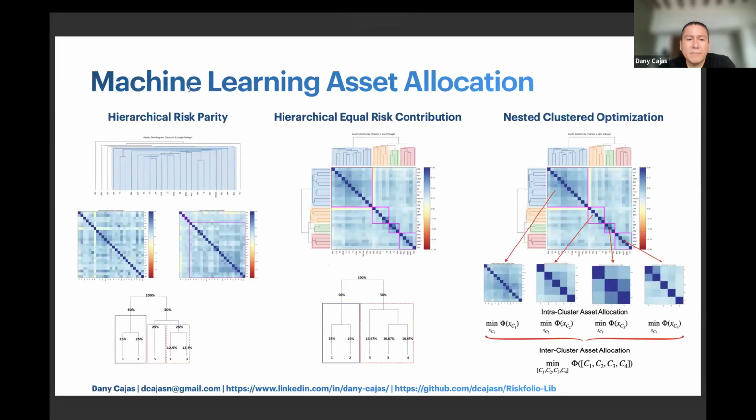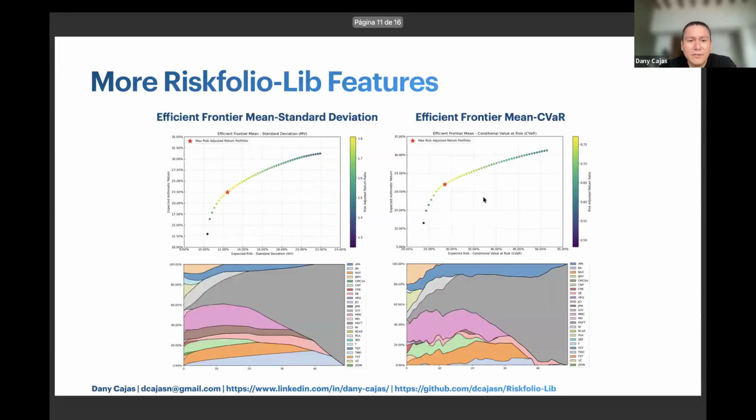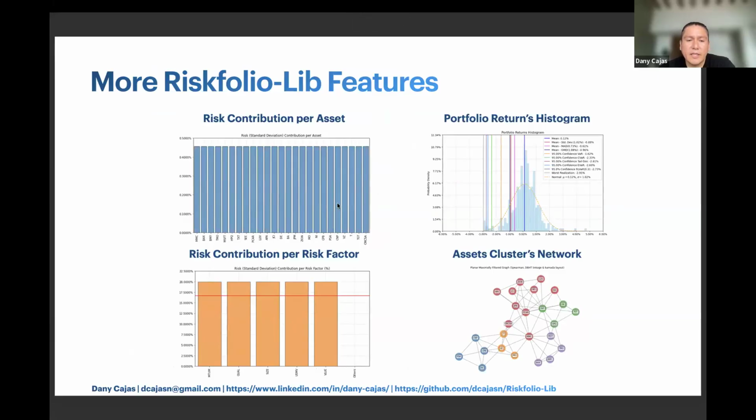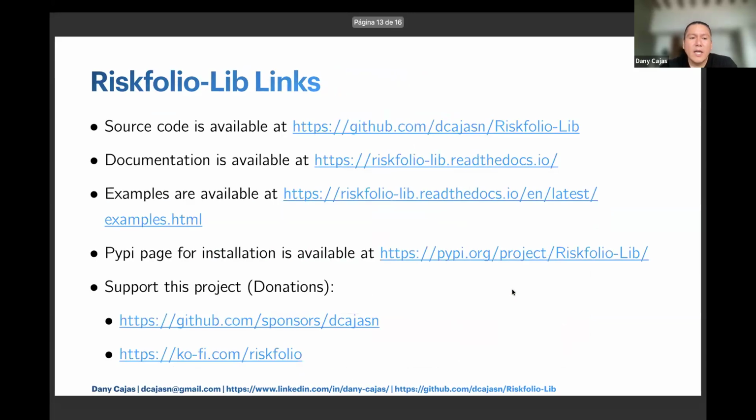Also, Riskfolio-Lib has a module for machine learning asset allocation. But we are not going to talk about this. And also, Riskfolio-Lib has several features to plot, for example, the efficient frontier in several risk measures. For example, here we have the standard deviation and also the mean CVaR efficient frontier. Also it has plots of the risk contribution per asset, the risk contribution per risk factor, the histogram of the portfolio, the network representation of the asset relationships.